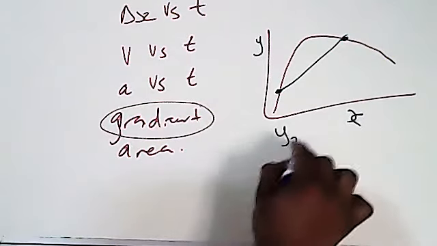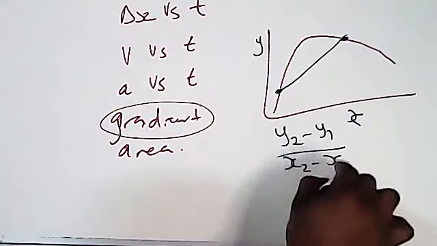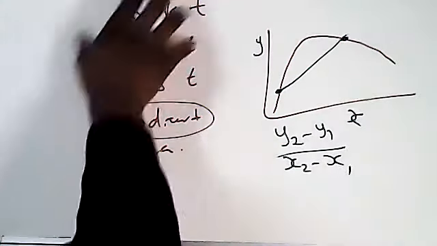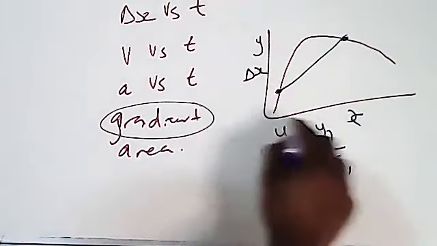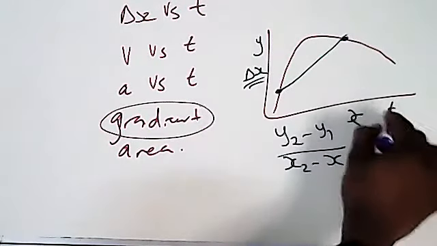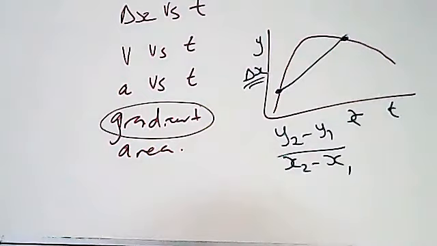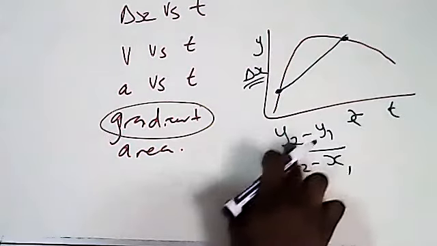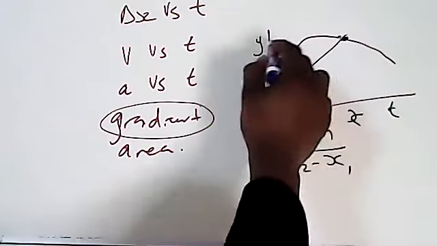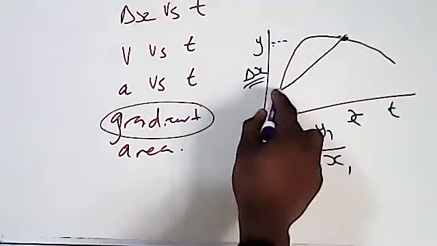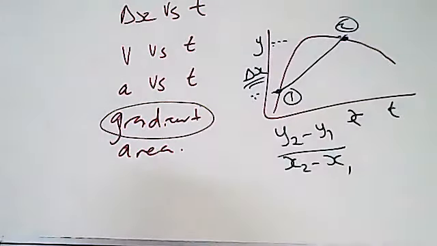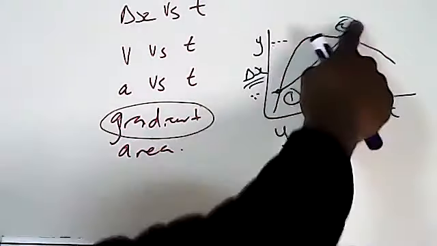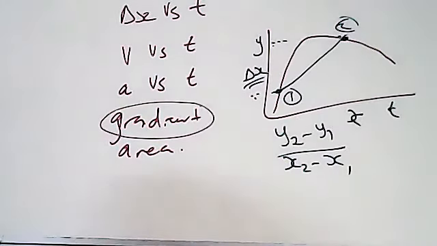So remember that your gradient is y2 minus y1 over x2 minus x1. But really, you'll be focusing on which one you're dealing with. Let's assume that this one was representing displacement, and this one was representing your time. Your time will always be on the x-axis. So your y2 will be the displacement there, and your y1 will be the displacement here. And you remember that you must choose this one is 0.1, that one is 0.2. So it's y2 minus y1 over x2 minus x1, the time there minus the time there. So that will be your gradient.